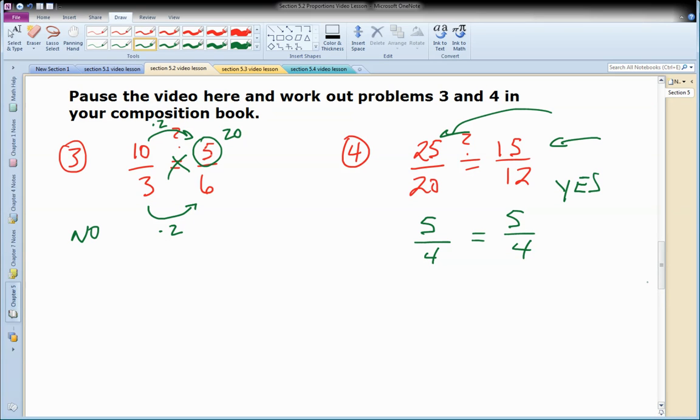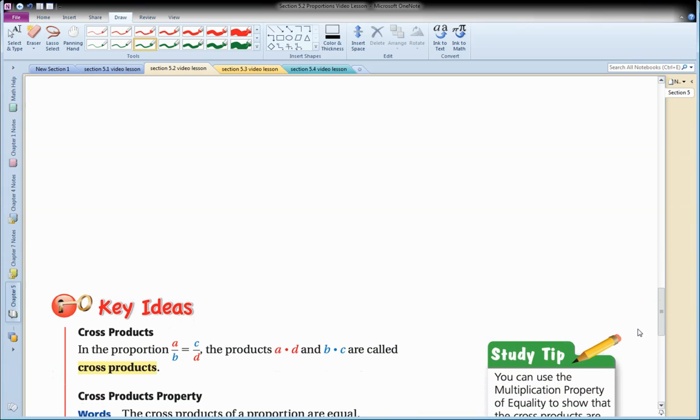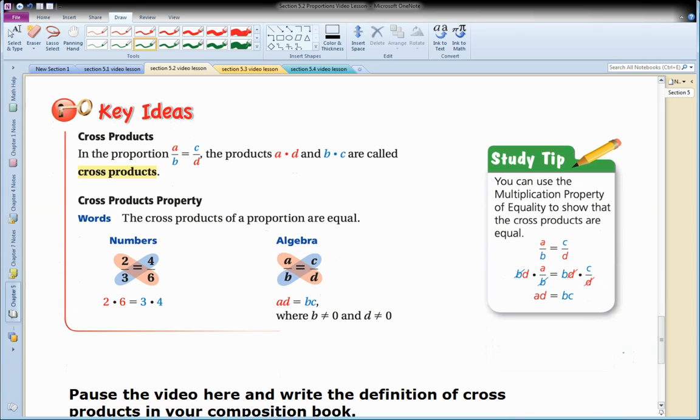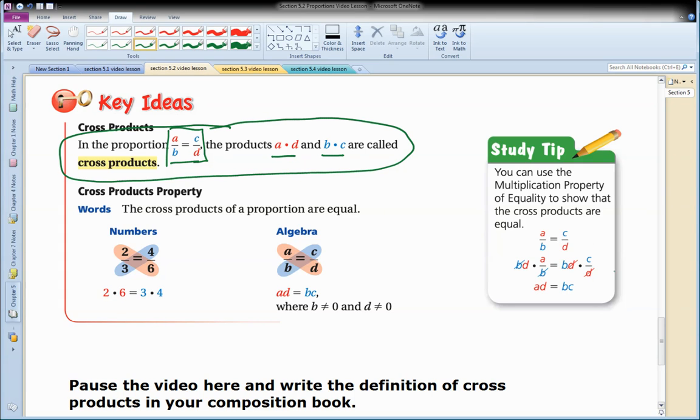All right, another way to think of proportional is just to think of fractions that are equal to each other. That's another way to think about proportion. So let's talk about this idea, because this is a pretty slick way to figure out if two ratios are proportional, and it's by using the cross products property. So the definition says in the proportion A over B equals C over D, these two ratios are proportional, that the products A times D and B times C are called cross products. So go ahead and write this definition down in your composition book. If you're watching Edpuzzle, the video will stop now.